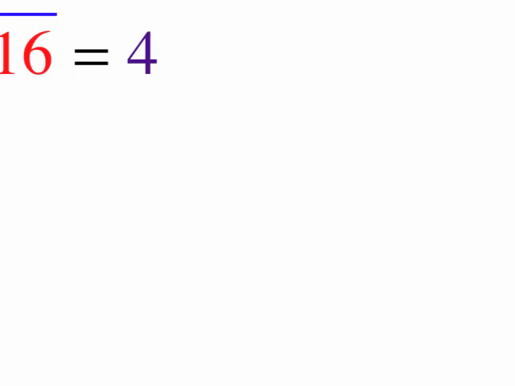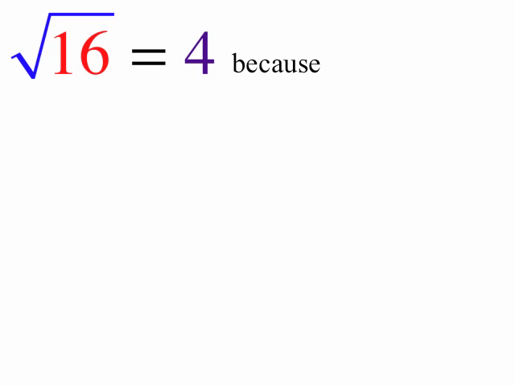Continuing on here, we know that the square root of 16 is 4. And think about why that is. It's because 4 times 4 is 16, or 4 squared is 16. So 16 can be rewritten as 4 squared, and the square root of 4 squared is 4.